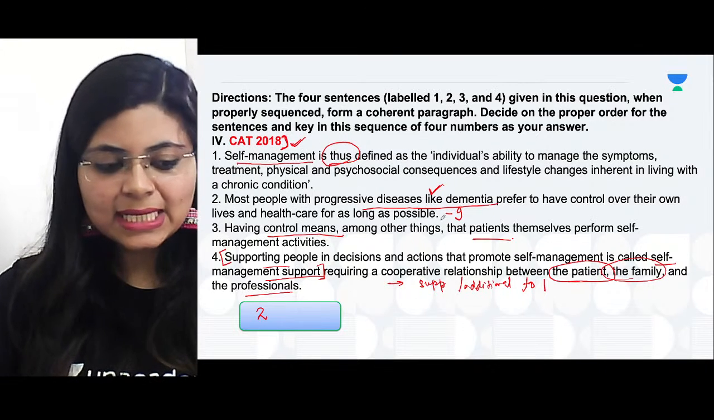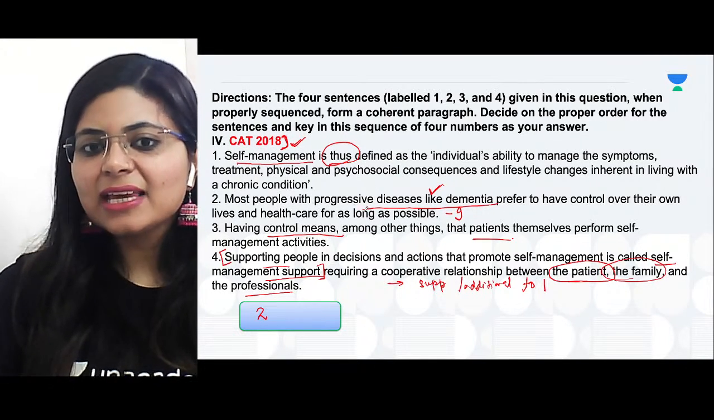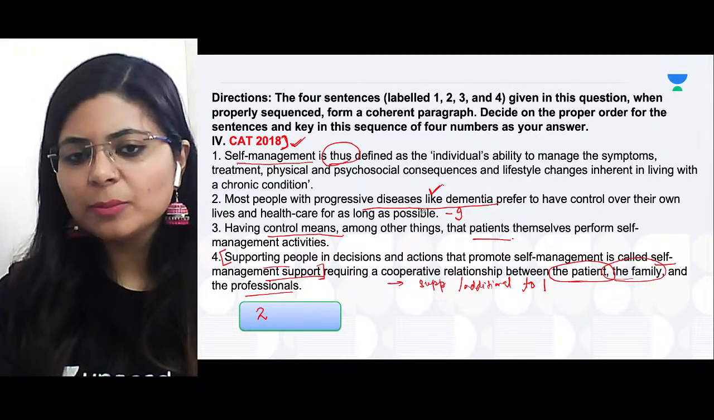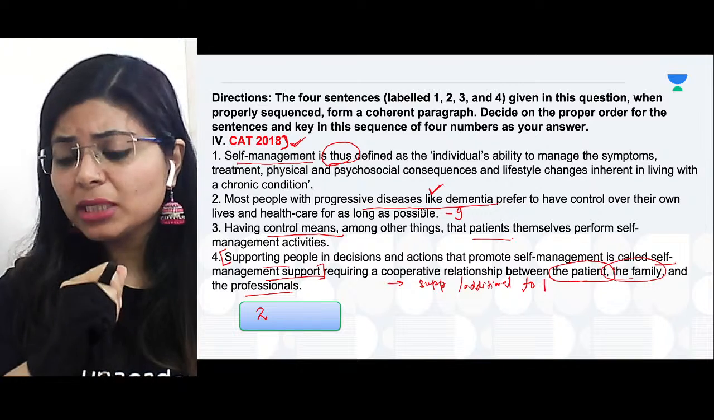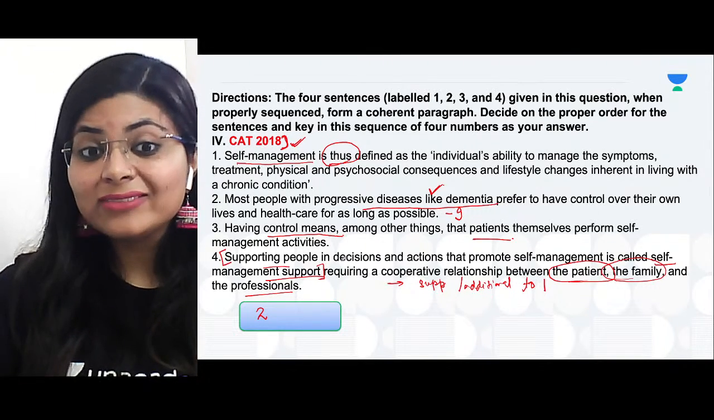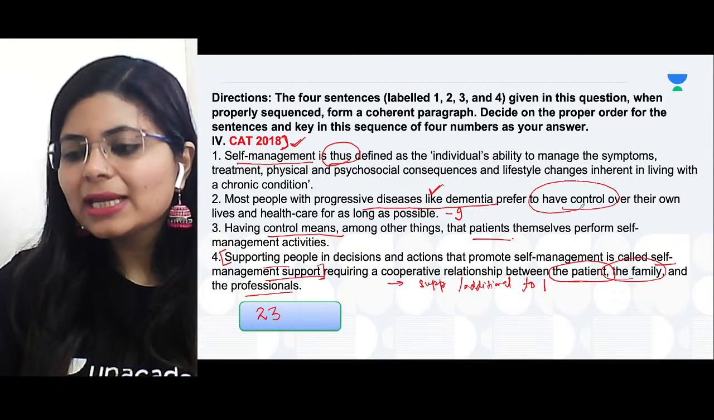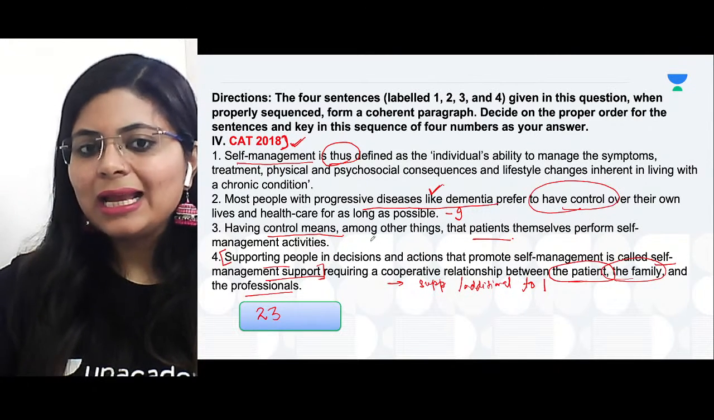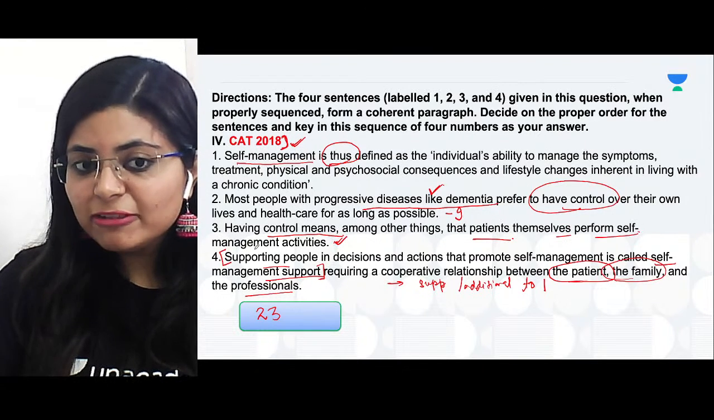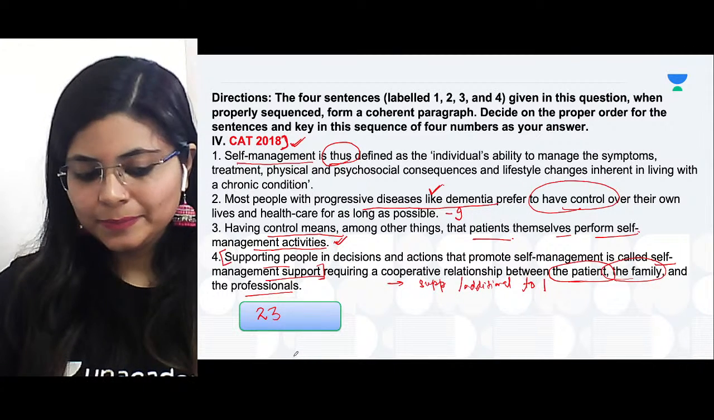Most people with progressive diseases like dementia prefer to have control over their own lives and healthcare for as long as possible. So even if, God forbid, I forget things and I am a dementia patient, I would still like to remain in control of my life. I don't want support from people. Now, what does having control mean? Mandatory pair है. यहाँ लिखा है मेरे को control चाहिए. कैसा control? दुनिया को control. Having control means that the patients themselves can perform their self-management activity. अपना काम खुद से कर सकें.